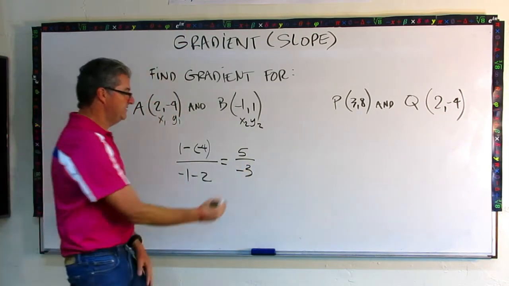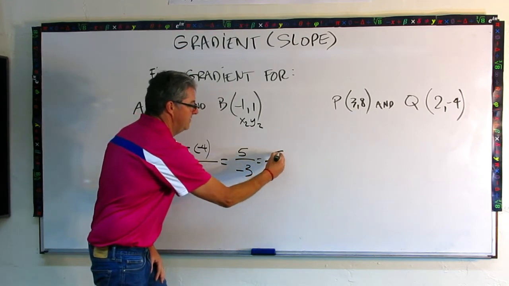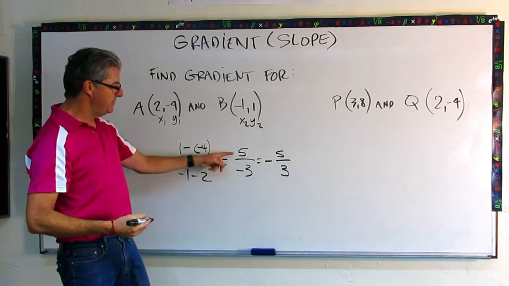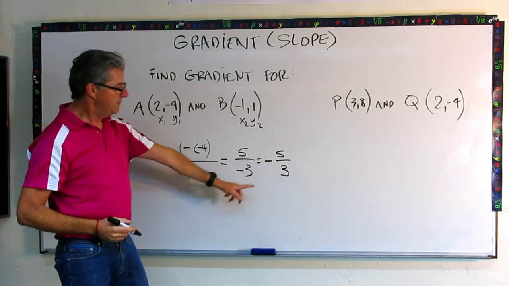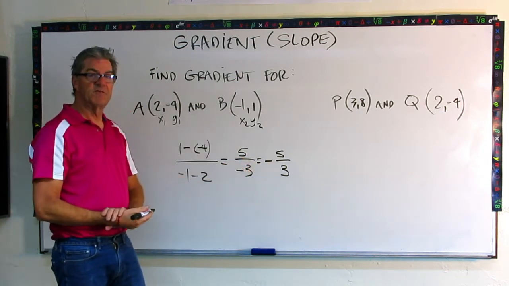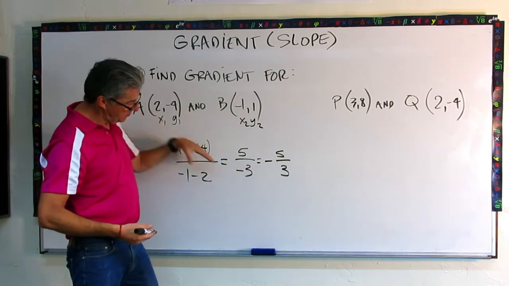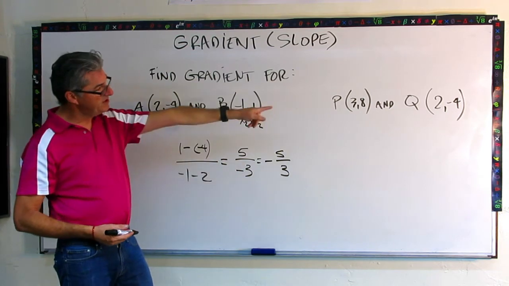So we write this slightly differently. -5/3. It's the same as 5 over -3, but we like to put the negative in front of the entire fraction. Okay? So this has a negative slope. This line is sloping downward. Okay, pause the video and give that one a try.